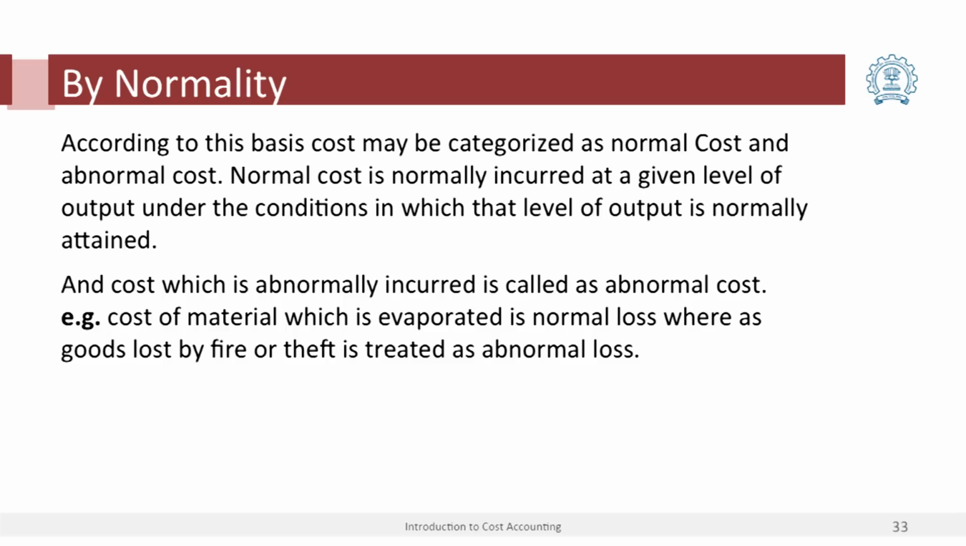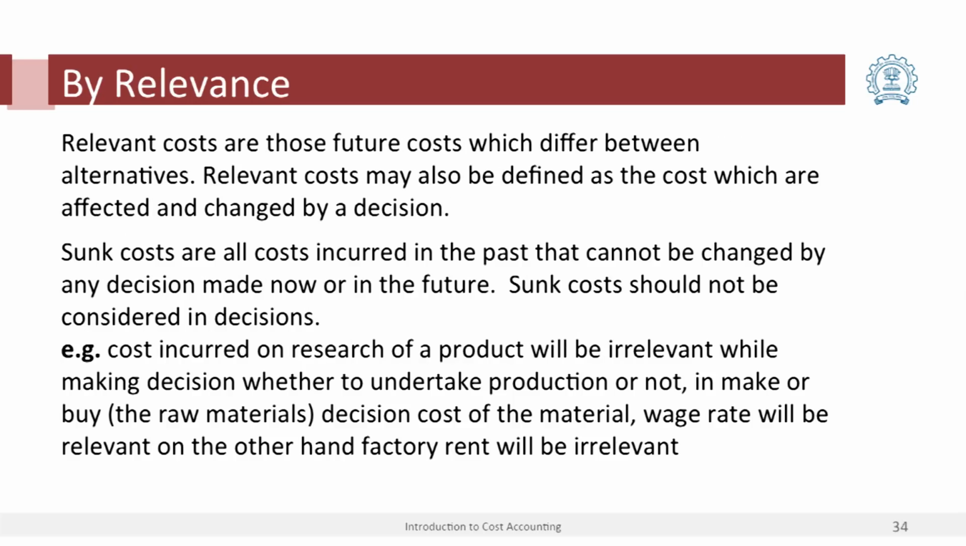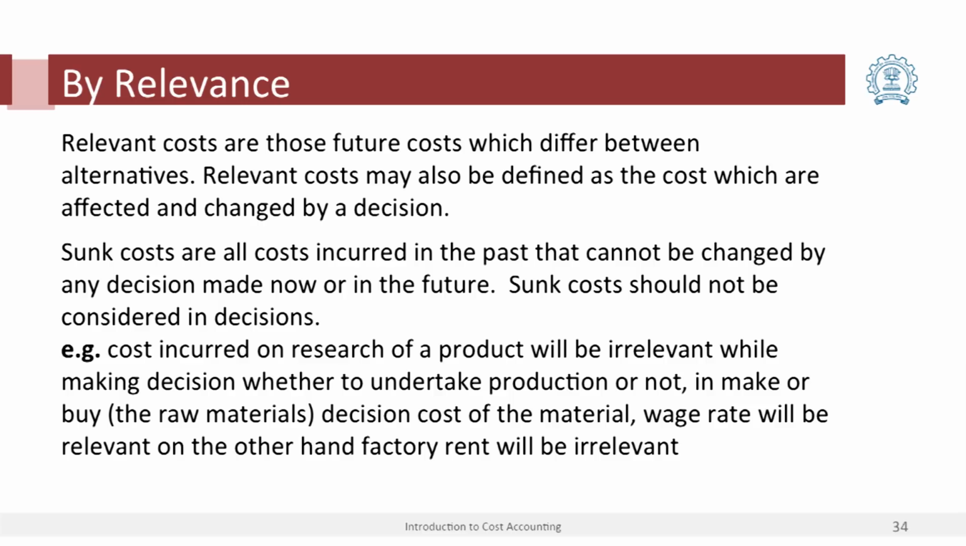The next type of classification is as per relevance. Now, this is related to decision making. Suppose you have two alternatives, and you pick alternative A. Then the costs relevant to that alternative, which are affected because of your decision, are known as relevant costs. The other type of costs, which do not change irrespective of your decision, are known as sunk cost.